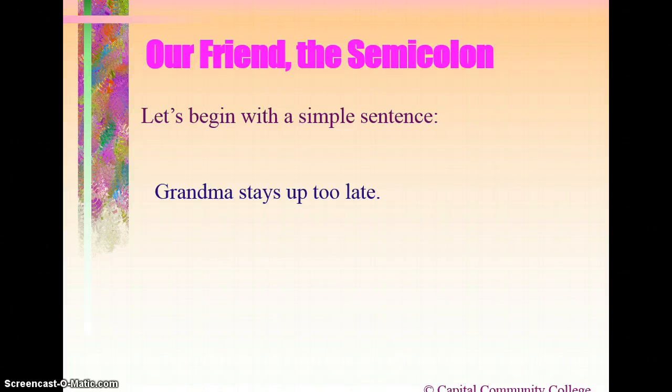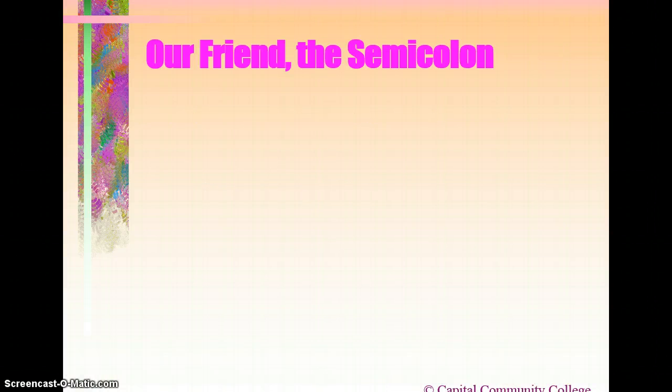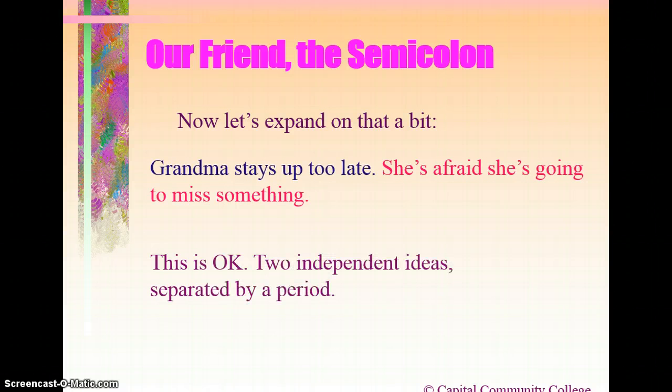Simple sentence: Grandma stays up too late. Doesn't need a semicolon at all, just a period at the end. Let's add another one. Grandma stays up too late. She's afraid she's going to miss something. No problem with this. You've got two independent ideas, two independent clauses, separated by a period. Not a problem. But what if we wanted to combine those two and make them one sentence so we don't have two simple sentences back to back?